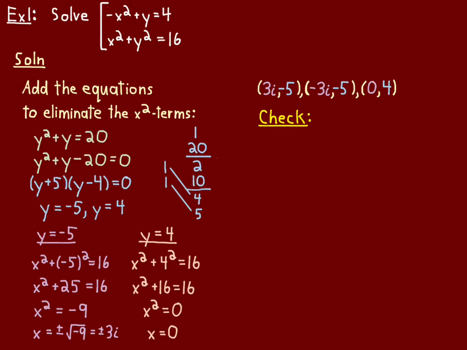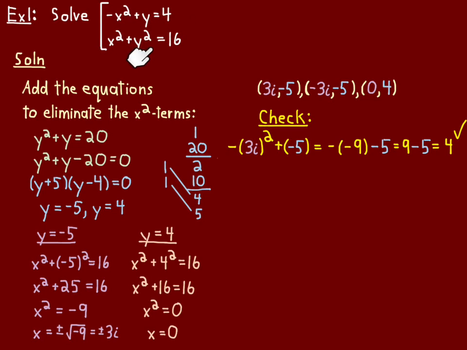And then check each one. You have to check each of these points in both of the original equations here. So I did the 3i one first. I have the opposite of the quantity 3i squared minus 5, which is the opposite of negative 9 minus 5, equals 9 minus 5 equals 4, which is what I was supposed to get on the first one.